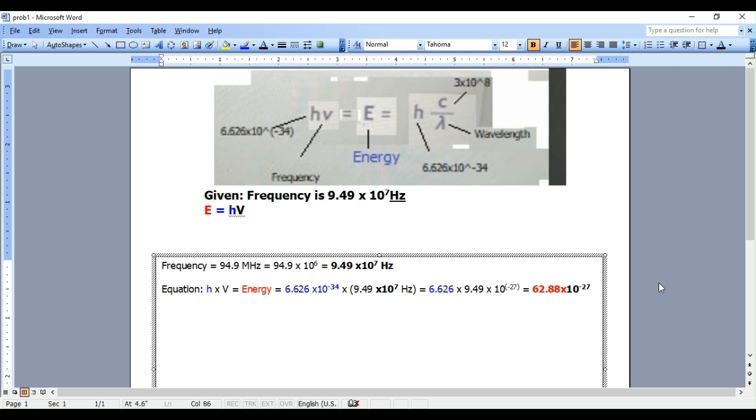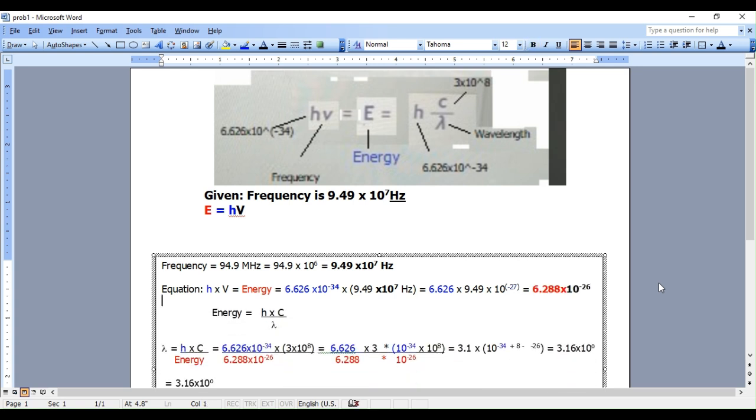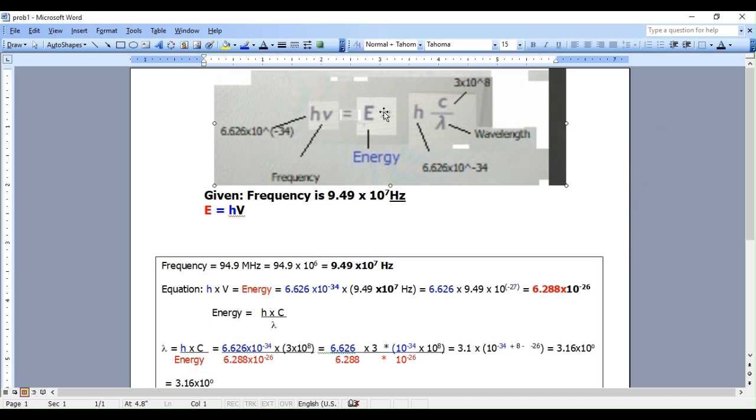You got 62.88, but in scientific notation, you have to move the decimal where? You don't want to leave it 62. You want to leave it 6.2. So cut it out there and put it here, and then add 1 to the exponent. So minus 27 plus 1 is minus 26. That's our energy. Okay? So we got our energy. Now we're ready to find the wavelength, which is the right side of this equation. Remember, energy is our bridge. We solved energy. Now we can solve the right side. The left side was h times v. We solved it. We put that in the middle.